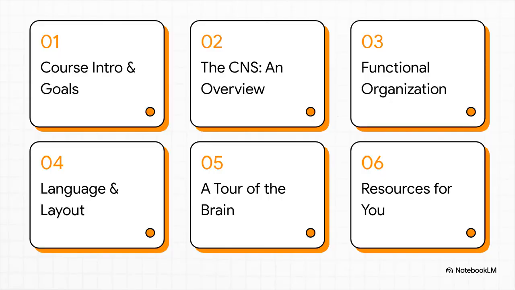So, here's our roadmap for this session. First, we'll cover the course introduction and goals, so you know exactly what to expect. Then, we'll get right into the main event with an overview of the central nervous system, the CNS. After that, we'll break down how it's organized to function. We'll learn the specific language of neuroanatomy, which is super important, and then we'll take a grand tour of the brain itself. To finish up, I'll share some fantastic resources to help you continue your journey.